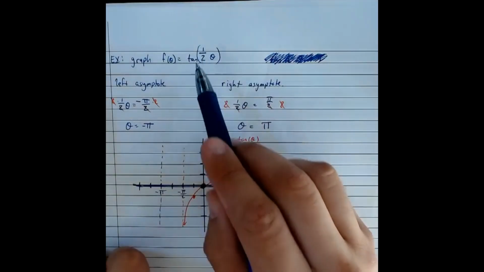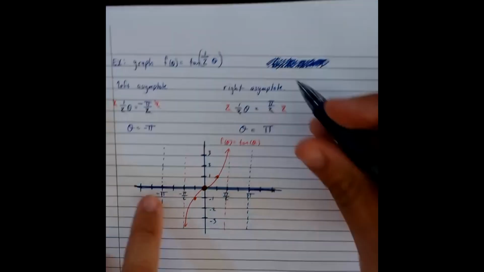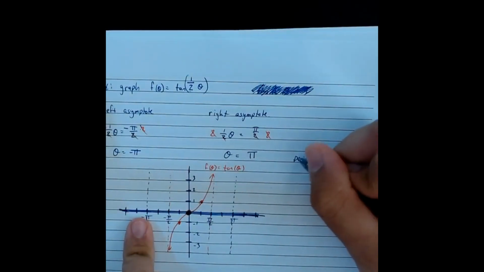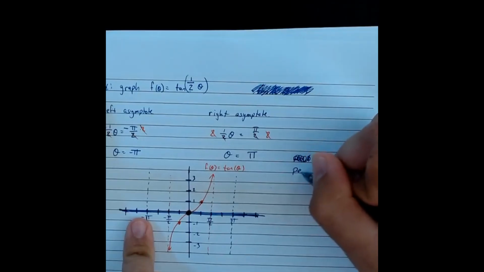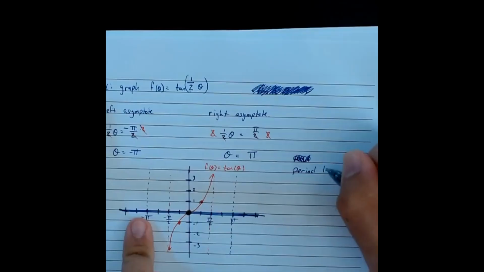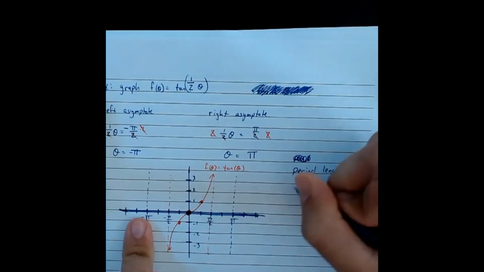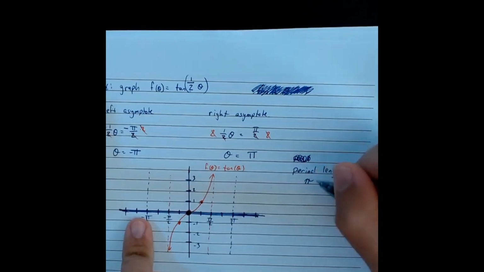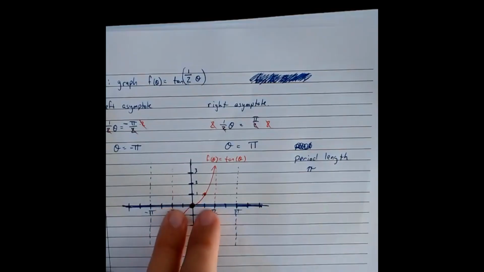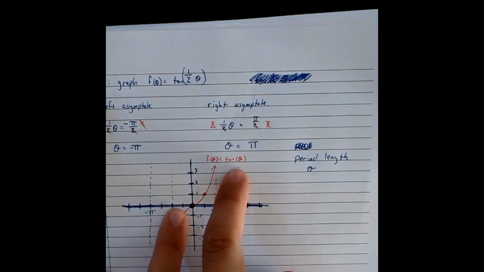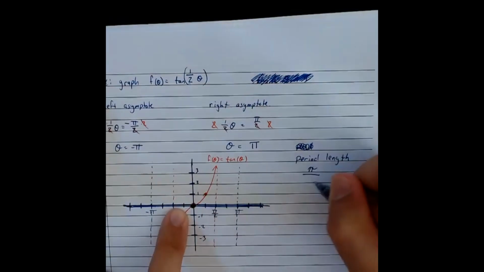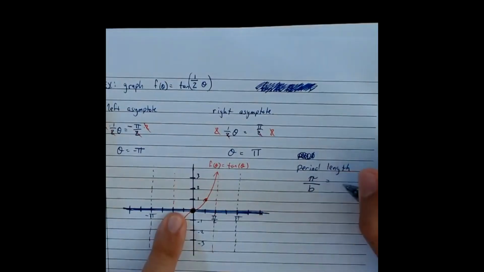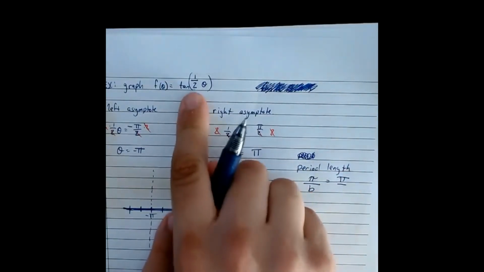But since the period length of tangent is pi, the new period length is going to be given by pi, which is the period length of an unmodified tangent central period, divided by b, which is that number there. So for our case, that's going to be pi over 1/2.